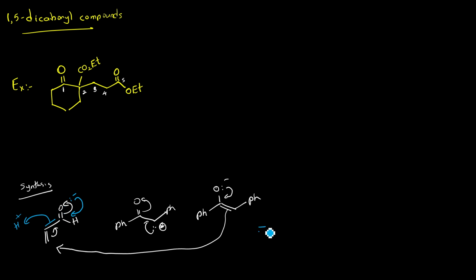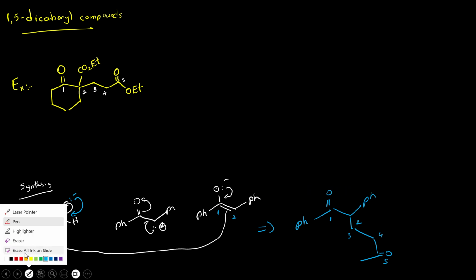You will see now after this you can form the 1,5. Here this carbon and this carbon are going to form a bond. You will form the 1,5-dicarbonyl compounds here. If I number the structure, let's say this is 1, this is 2, this is 3, this is 4, and this is 5, like this. 1, 2, 3, 4, and 5. Here's the basic mechanism. So let's move on with our retrosynthesis analysis.